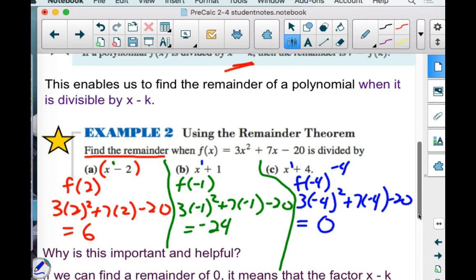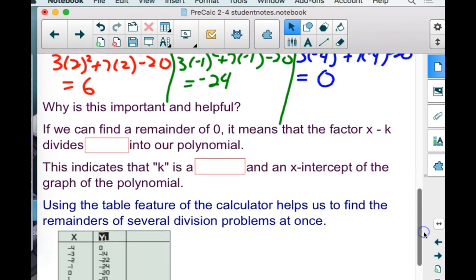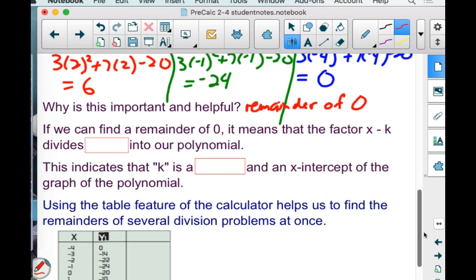Now that is even bigger than the results that we had for A and B, because what that tells me is x plus 4 is a divisor of 3x squared plus 7x minus 20. And how I know that is because it had a remainder of 0. So when we get a remainder of 0, that is really significant. It tells us that this was factorable. So that's why it's important and helpful. A remainder of 0 means you have a factor.